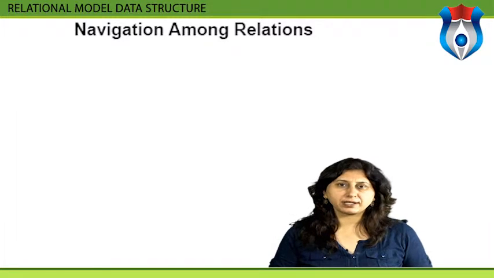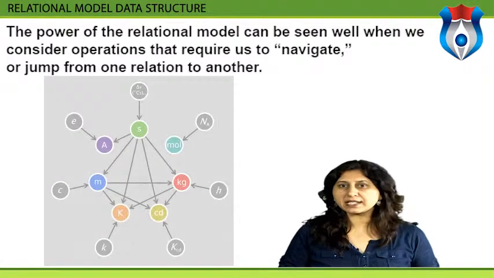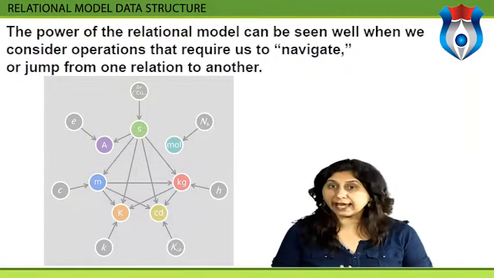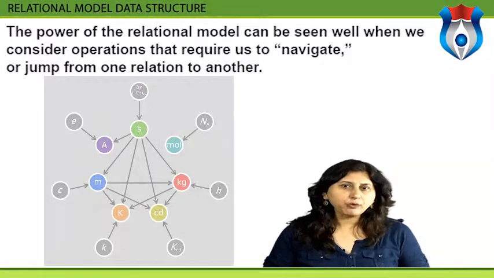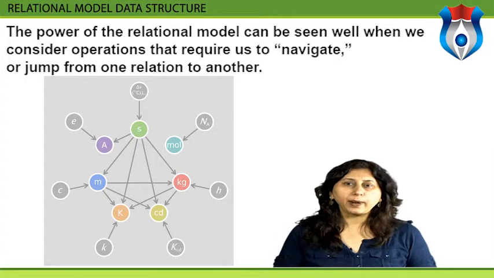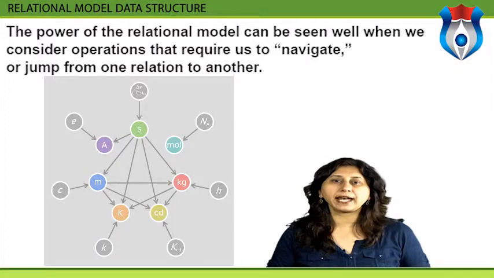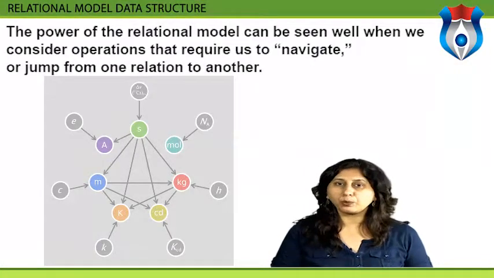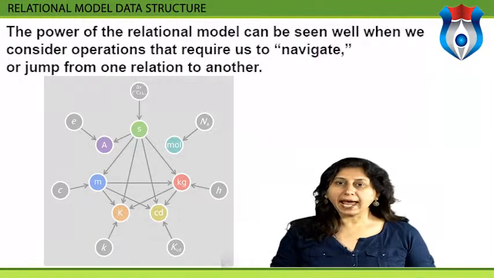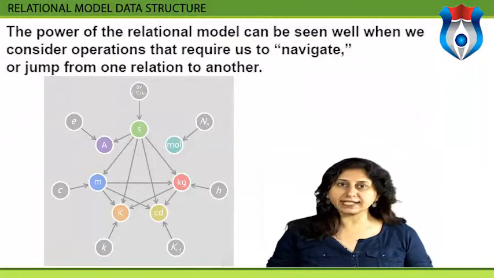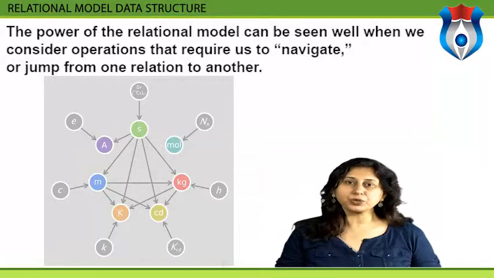Navigation among relations. The power of the relational model can be seen well when we consider operations that require us to navigate or jump from one relation to another. Since there is so much difference between the times taken when the condition is true and when it is false, we should be careful how we analyze the for loop of lines 1 to 6. That is, instead of counting the number of times around the loop and multiplying by the greatest time the body can take, we should consider separately the two outcomes of the test at line 2.